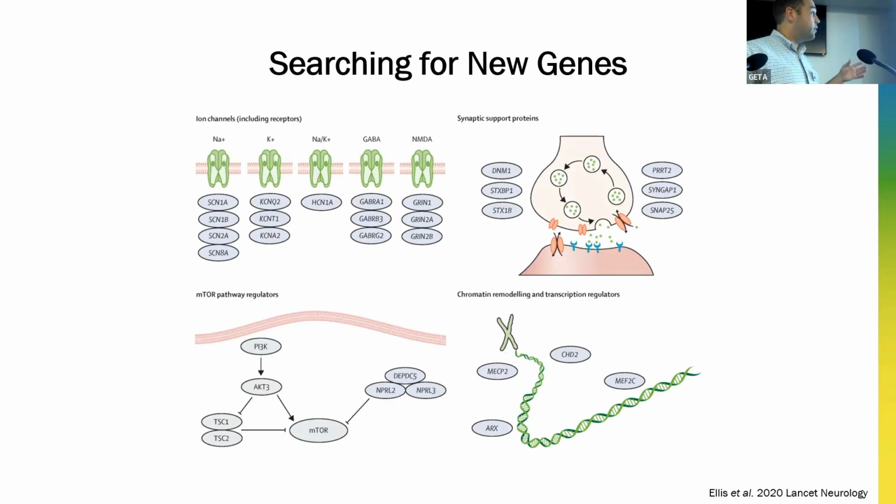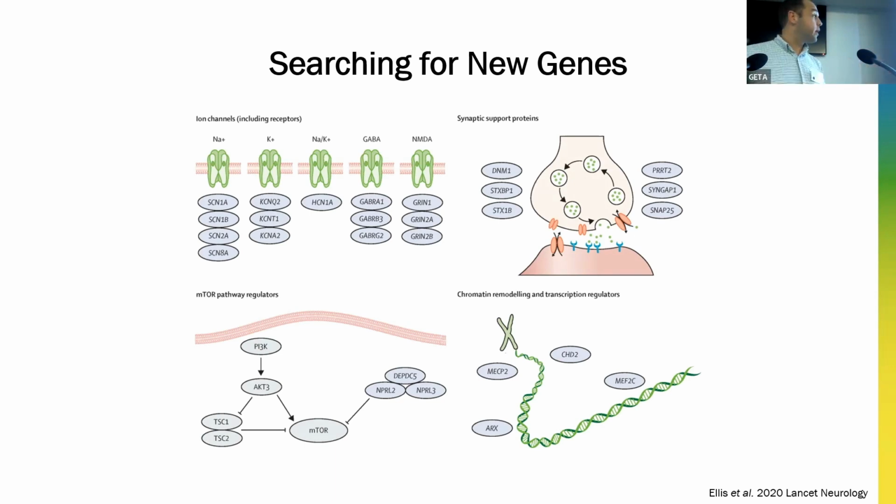I think Steve showed this image yesterday about looking at different types of genes in different groups. One way you can start is to look at, for example, ion channels. As I said before, there are actually 10 different sodium channel genes, and only 4 here that have been linked with epilepsy so far.